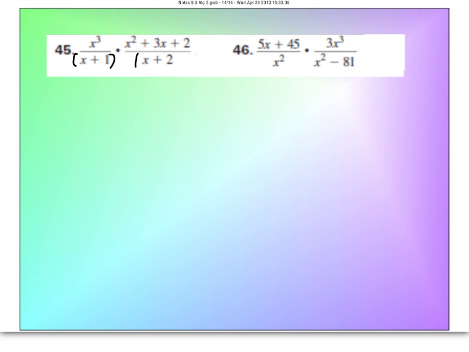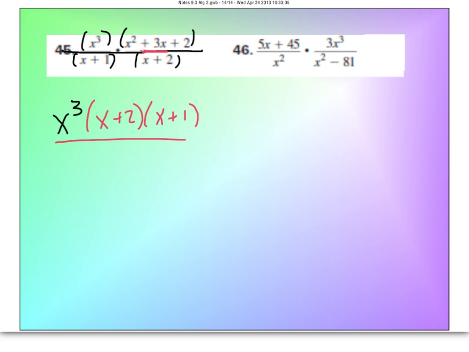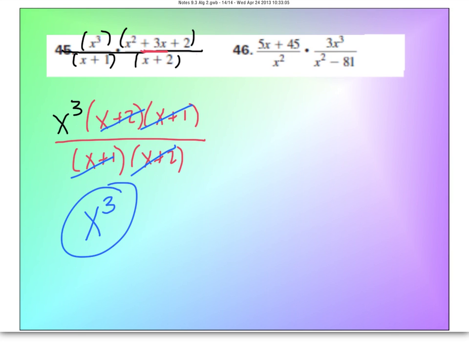Let's take a look at 45. Here's a group, there's a group, and there's a group. Nothing naturally cancels out, but I can write it as one big fraction. I'm going to keep the x cubed. I'm going to factor this. This factors into x plus 2, x plus 1. That'll give me a middle term of 3x. Down below, we have x plus 1, x plus 2. Everything pretty much crosses off from the bottom, so that goes, that goes. Final answer is x cubed.